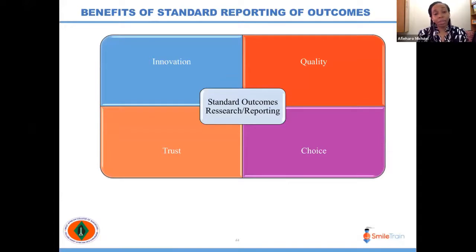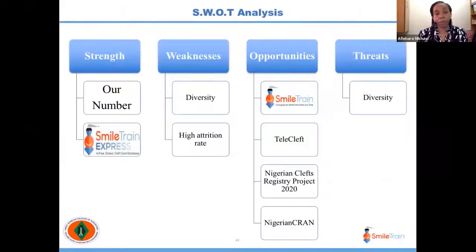Certainly, when we look at standard outcomes, research and reporting, it will breed innovation. It will enhance the quality of care that we do. It will build trust in what we are doing, and certainly give us a choice on where to go for certain forms of intervention for these clefts care. So I have looked at what our possibilities are, and certainly our strengths and opportunities far outweigh our weaknesses and our threats to certain standards for outcome measurements in our setting.